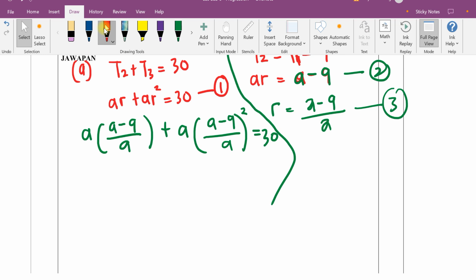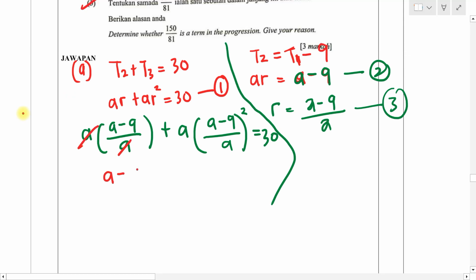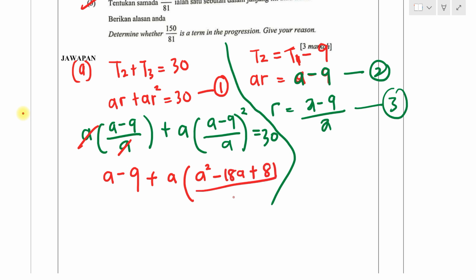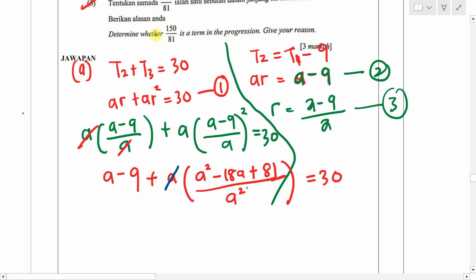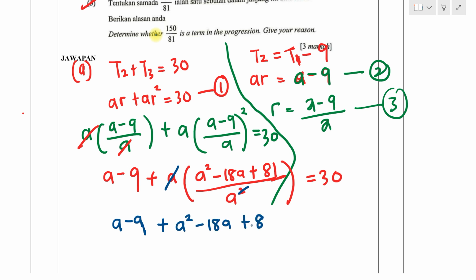Okay, so here we can cancel this A and A. So A minus 9. Plus this one we have to square it first. A minus 9 square, so A square minus 2 times 9, 18A, plus 81 over A square equals 30. Now what will happen? This A and this square power cancel out. So what are we left with? A minus 9 plus A square minus 18A plus 81 over A equals 30.